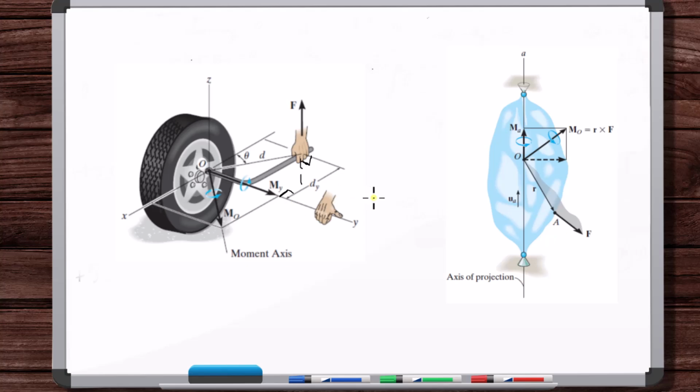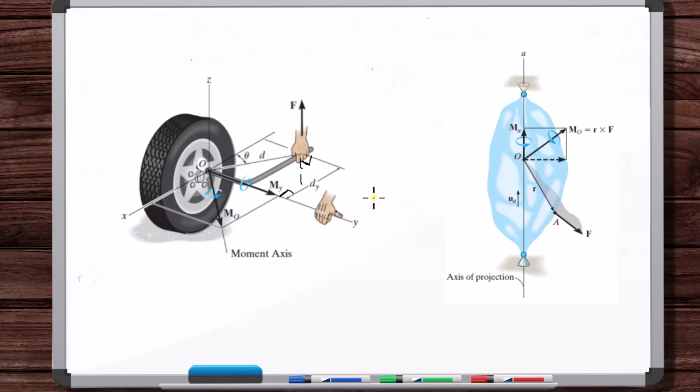Now, if it's more complicated and you want to do it using vectors, what you do is pick any point along the axis of interest. You're specifying the axis, so pick any point you want. Find R cross F about that point.